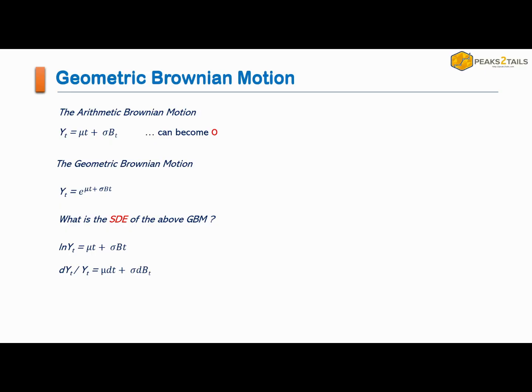Turns out it is not so simple in stochastic calculus. The true SDE for this process is dY by Y equal to (mu plus half sigma square) times dt plus sigma dBt. So there is a correction term of half sigma square. Now how does it come into the picture?